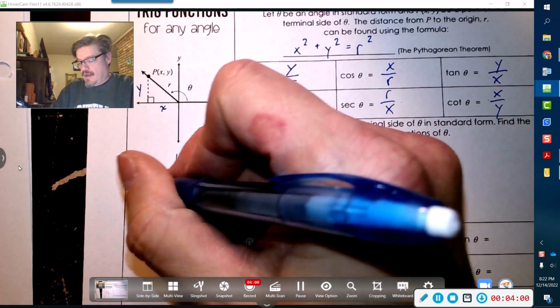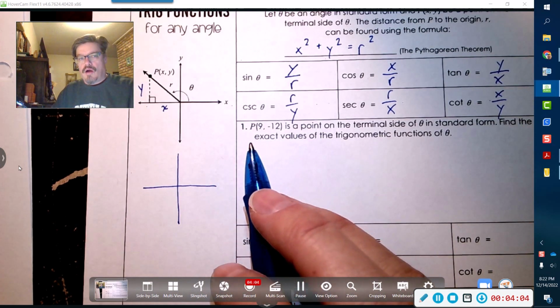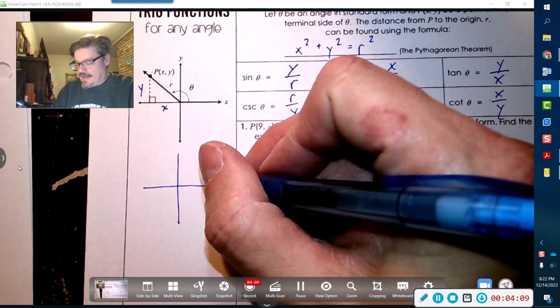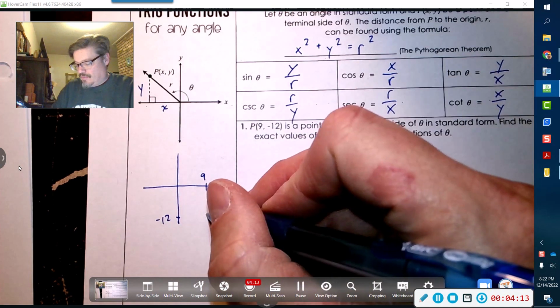All right. We want to look at 9, negative 12. Now let's figure out where we are on the coordinate plane. All right. And that's 9. Okay, so we're 9 over here, and then we're down negative 12. So we're right here. Okay.